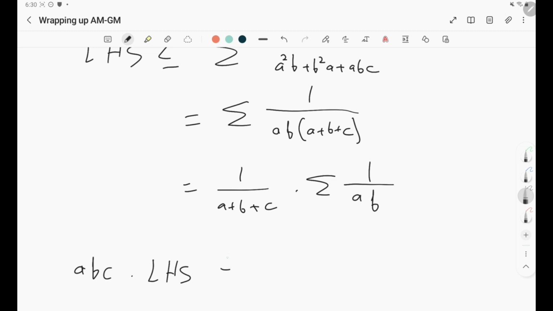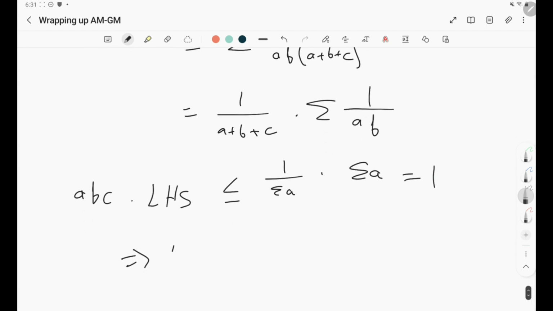So actually, now ABC times the LHS is less than or equal to, okay, let's leave this 1 over sigma a, but now we indeed have here sigma a, because ABC times this is C. Then we'll have C plus B plus A, so it will be sigma a. So guess what? Sigma a times 1 over sigma a is just 1, and hence we're done. That means that the LHS is indeed less than 1 over ABC, and we are done.